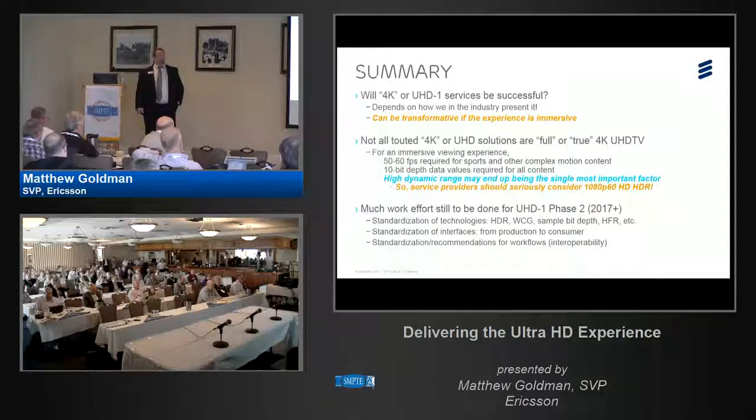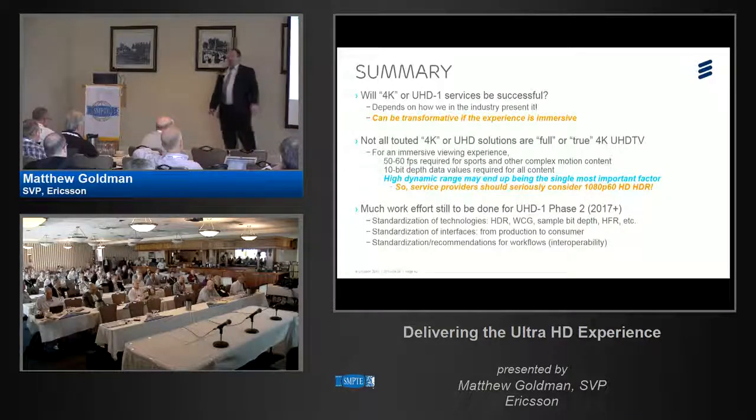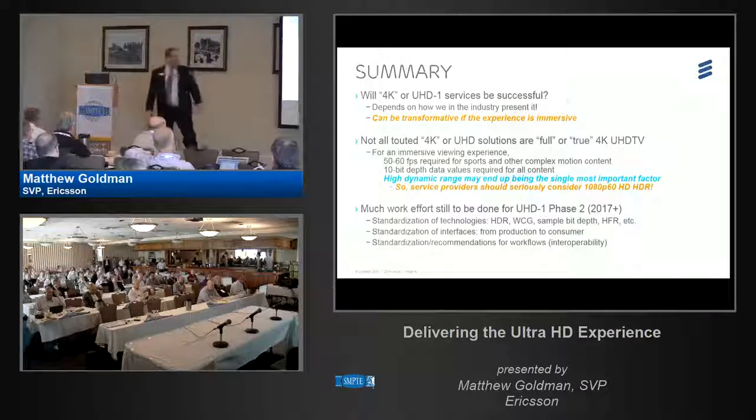Phase 2, which would be really interesting in that we have standardization of technologies. We have standardization of interfaces. I think Hugo's going to talk a little bit about some of those tomorrow. Standardization recommendation for workflow, for interoperability. We've just pretty much left most of that out.